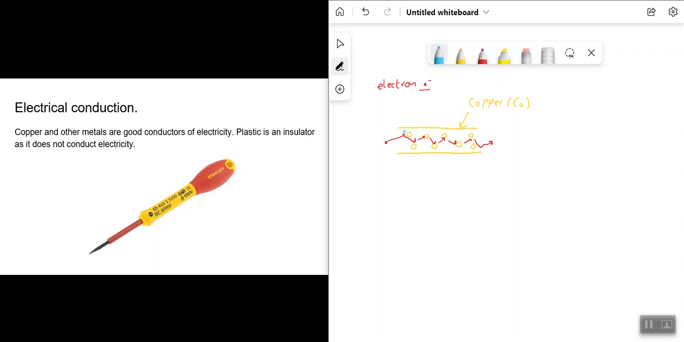Now what we do then is we add an insulator. So we add a plastic, for example, around the copper wire on either side. So this is like a plastic cover. And this acts as an insulator. Okay, the copper is a conductor.